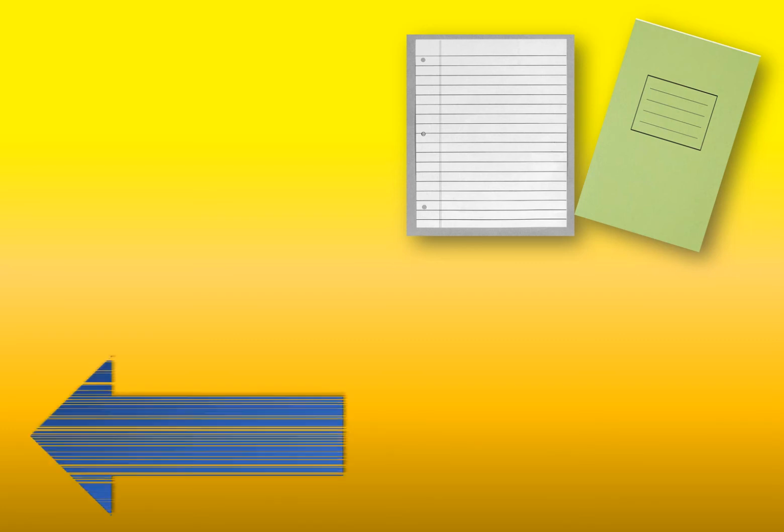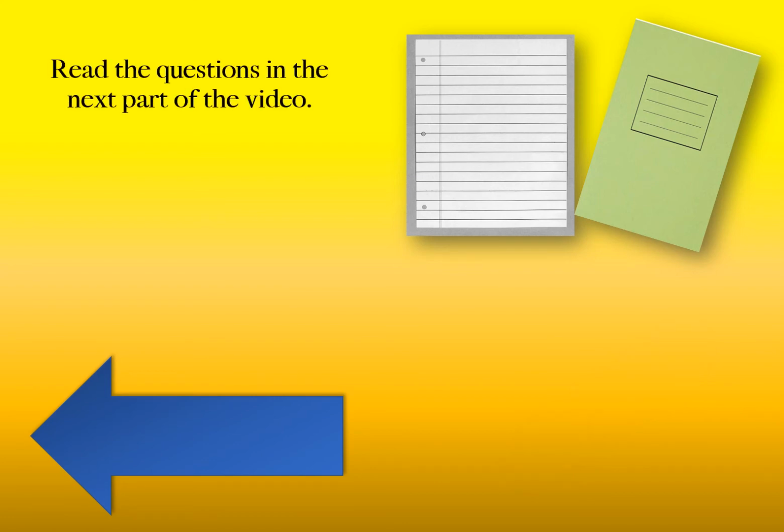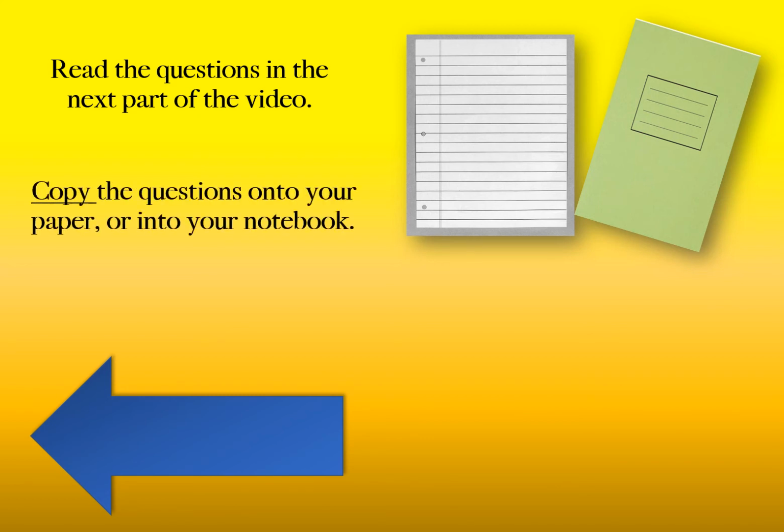Here is the work for today's lesson. You do not need your workbook or student book. You do need some paper or your green notebook, your English notebook. You need to go back and watch the video so that you can read the information about the cities. That is what we were just looking at. You need a pencil. Read the questions in the next part of the video. So keep watching the video and you will find 10 questions.